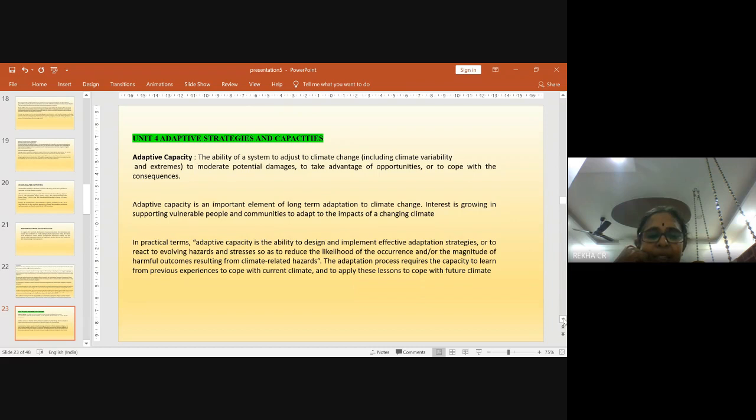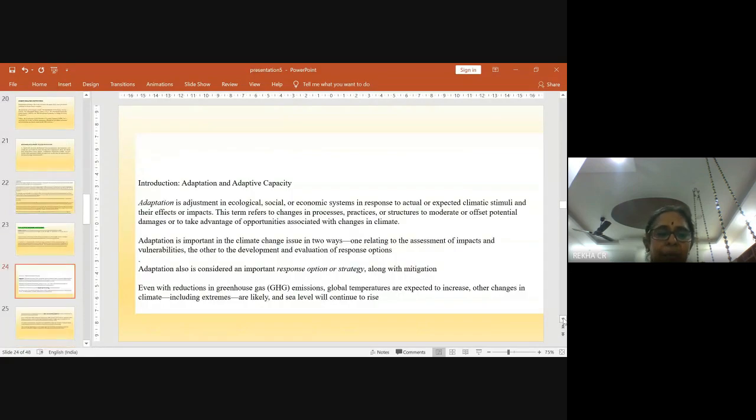So in practical terms, adaptive capacity is the ability to design and implement effective adaptation strategies, or to react to evolving hazards and stresses to reduce the likelihood of the occurrence or the magnitude of harmful outcomes resulting from climate-related hazards. So the adaptation process requires the capacity to learn from the previous experiences, to cope with the current climate, and to apply these lessons to cope with the future climate.